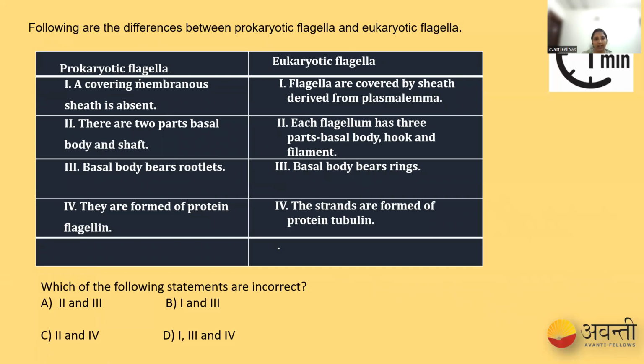So now look at the differences. First, in prokaryotic flagella, the covering of membranous sheath is absent. Absolutely correct. In prokaryotic flagella, they don't have the membranous sheath. In eukaryotic flagella, the flagella are covered by the sheath derived from plasma lamina. Absolutely correct. So this statement is correct.